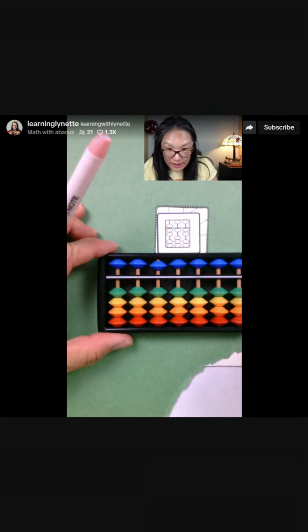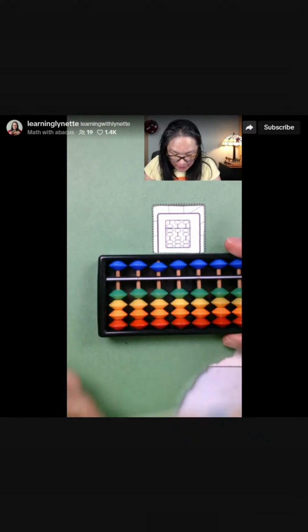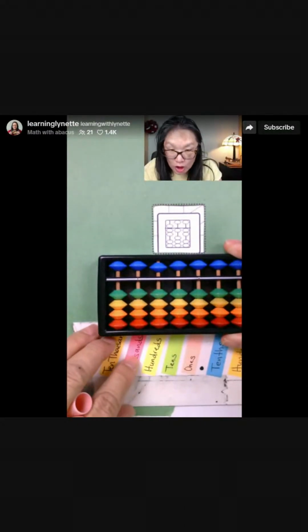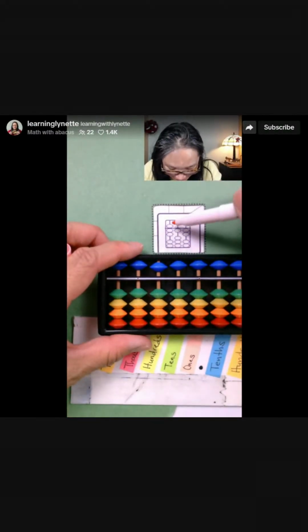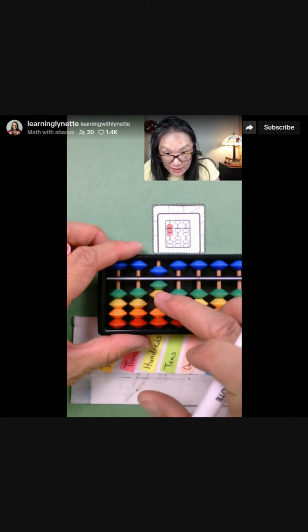So what we're going to do is understand that we have our place value. Every column is a place value. Thank you, Jeffers. We have our 7 here. How do I know? In the hundreds, we have 700. 5, 6, 7. And then we have 1 over here, and that's a 10.